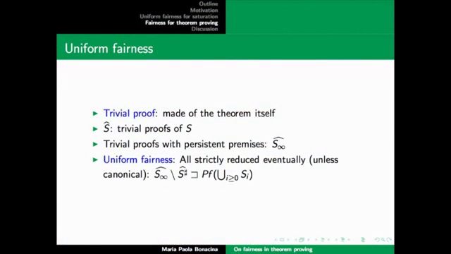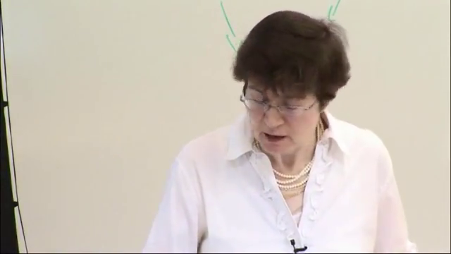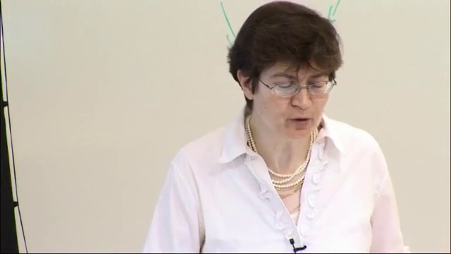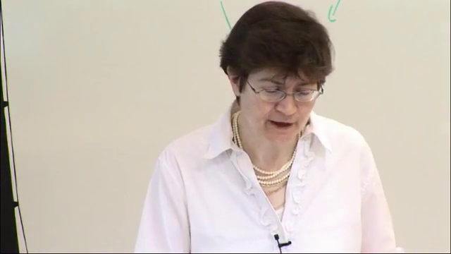Now, how about uniform fairness? How do we recover it in this proof ordering-based framework? Uniform fairness will be a stronger property. We call trivial proof a proof made of the theorem itself. So we put a hat on S to denote the set of all the trivial proofs of formulae in S. Then the trivial proofs with persistent premises is S infinity with the hat.